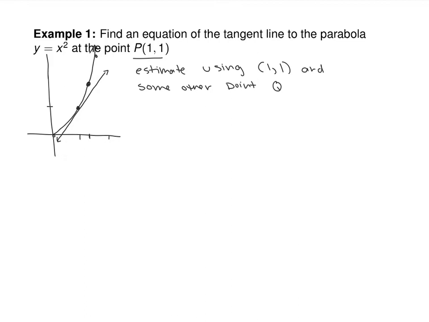And I don't know Q's specific coordinates, so it's going to have some x. What's its y value going to be for some x? Some x squared, right? You get the y by squaring the x, that's what the equation is, right? And then we're going to find the slope of this line. So we'll just do a couple and we'll guess what the slope should be.